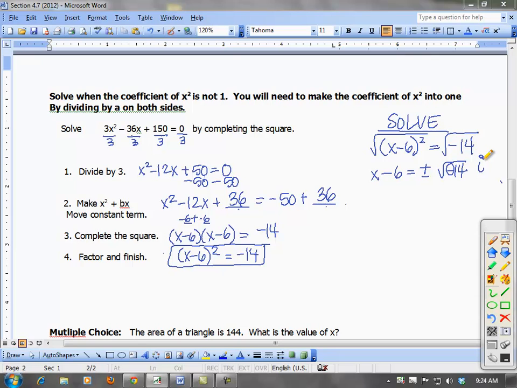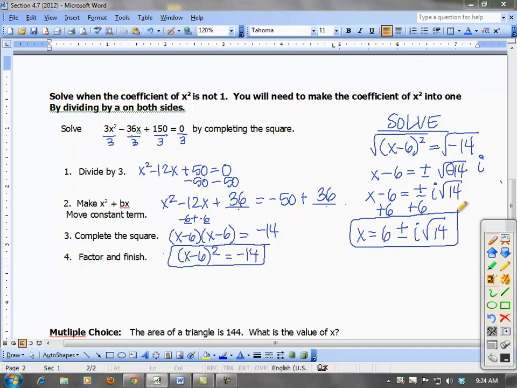14 you cannot break down because 7 and 2 are not perfect squares. So I have x minus 6 equals plus or minus, i comes out front because of the negative, and what's left is the square root of 14. Now, I'm still solving for x, so I add 6 to both sides, and I get that x is 6 plus or minus i square root of 14.